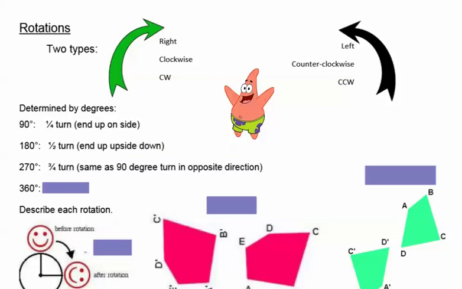270 is going to be 3/4 of a turn. We don't really have to worry about this part. Okay, and in all honesty, we're not going to learn about 270 this year. You're going to see that next year, all right? So that's just so you know, 270 is 3/4 of a turn, but we won't use that. And then last, 360 is a full turn.